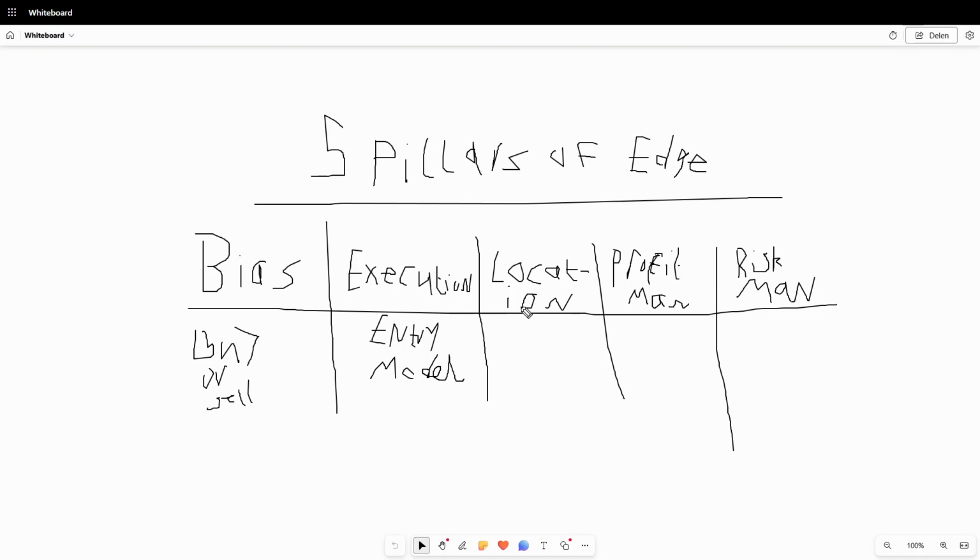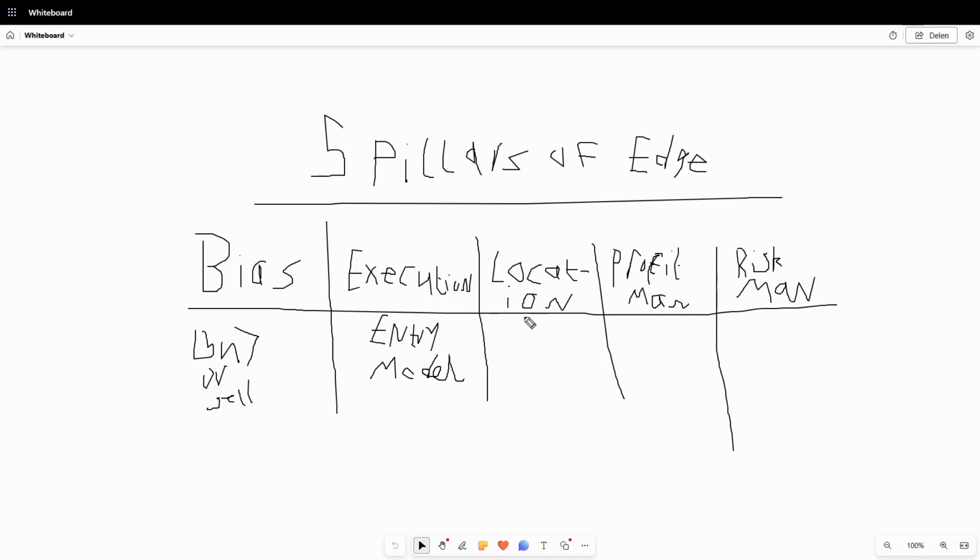Then the third one we have is location, and location is, what are you looking for? Are you looking for an FVG to buy from or something? I don't trade ICT. In my opinion, it's all bullshit. But despite what I think, I'm here to get you some information.